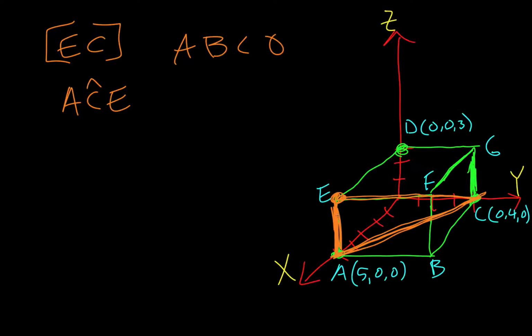So a couple things that we can look at. We can see that the height of this rectangular prism is 3. We know that because right here is 3, which means this is also 3. And so we know that EA is 3 units. Okay. And then if we want to find AC, we can use the coordinates.